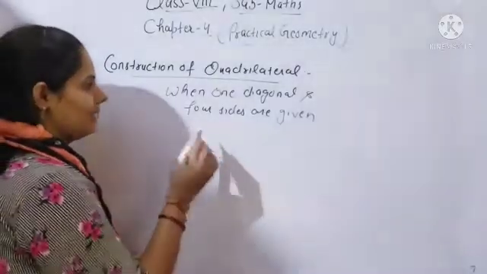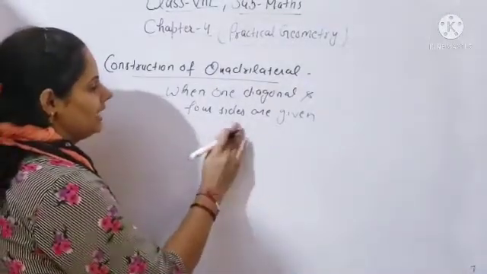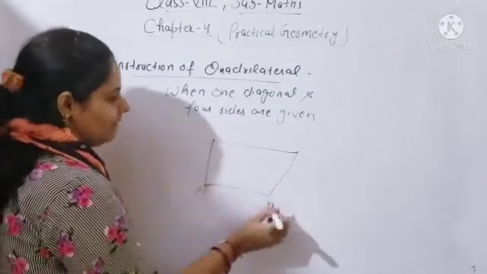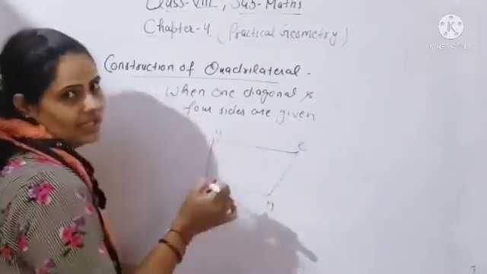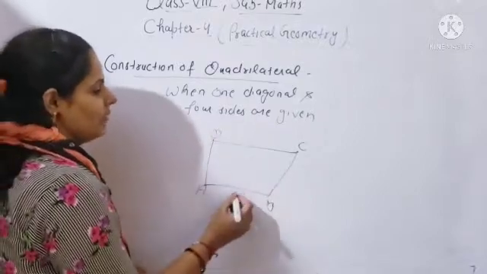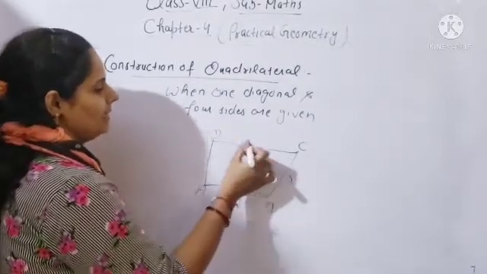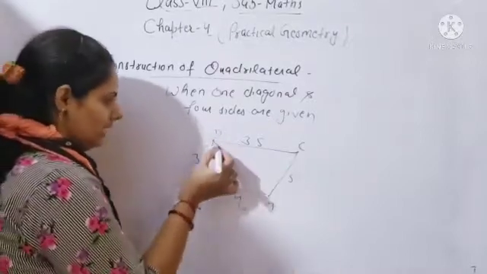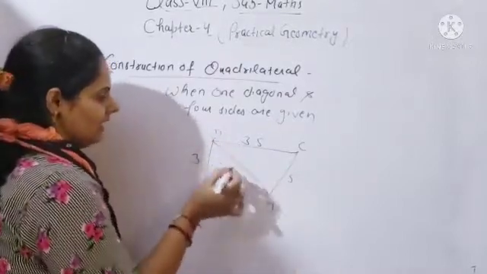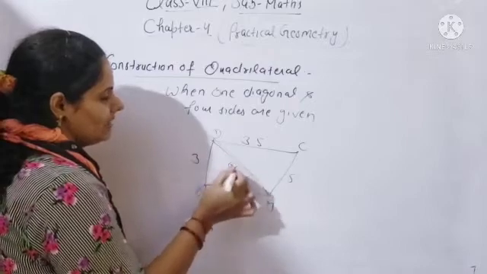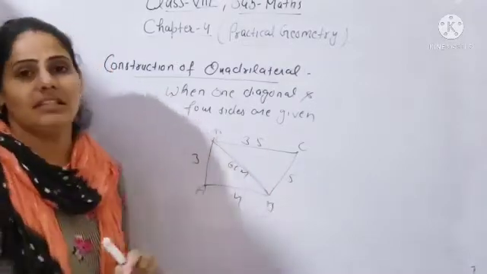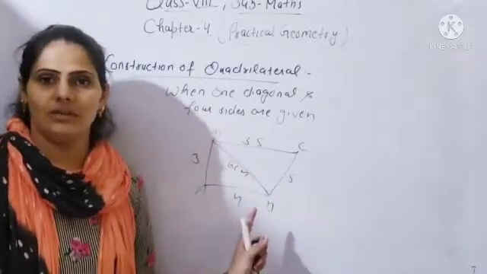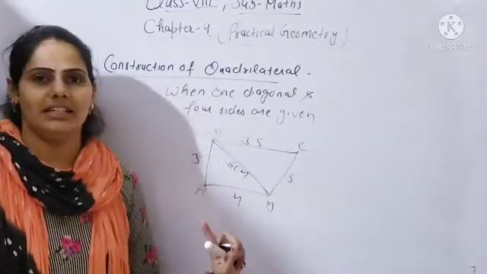First you will draw the rough diagram of the quadrilateral. For example, any quadrilateral ABCD is given. So how will you construct? All the four sides are given. For example, 4 cm, 5 cm, 3.5 cm and 3 cm. After that, any one diagonal is given. So BD is given, for example, BD is given 6 cm. Diagonal BD is given 6 cm. So here all the four sides are given, and one diagonal is given.